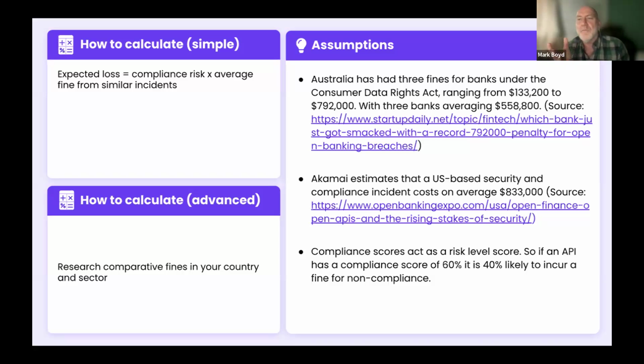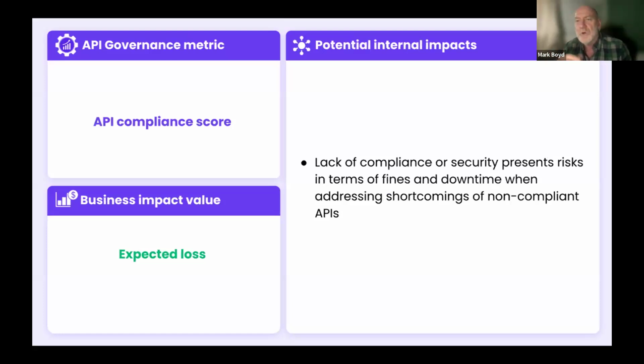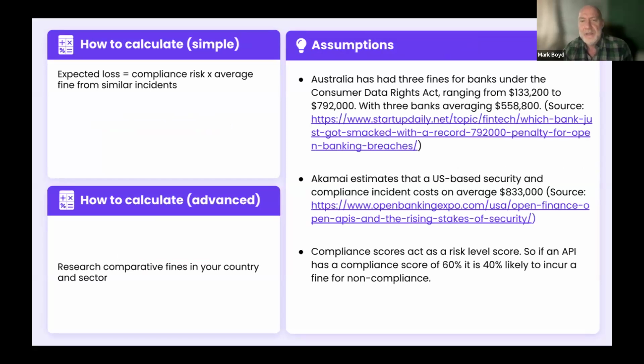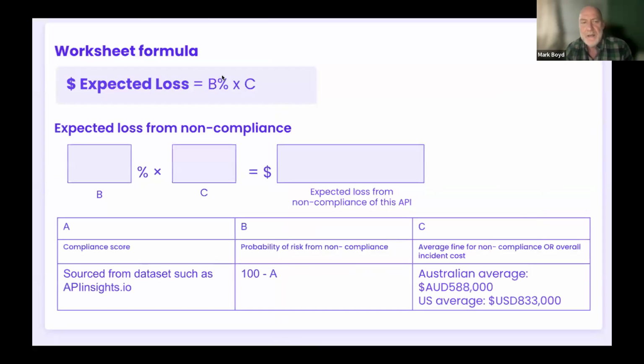So what you're measuring with compliance risk is the expected loss. What would you expect to pay if you're non-compliant? You take an average of what people pay in fines for non-compliance, and you multiply that by your compliance risk. In this case, say it's a 60% compliance score. Then you subtract that from 100, so we know there's a 40% probability risk that you're going to get caught out for non-compliance.